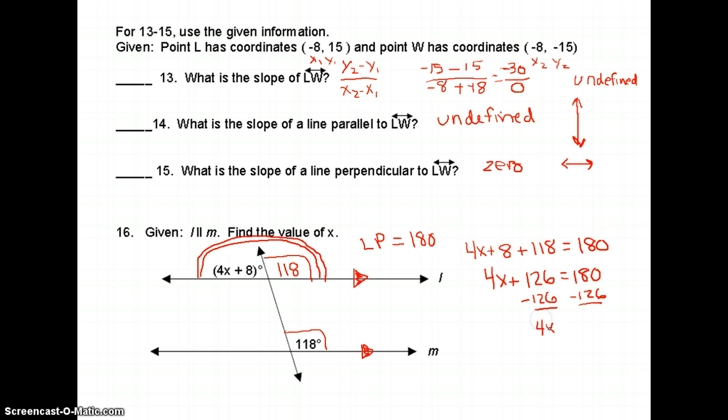So 4x equals 54. 54 divided by 4 equals 13.5. So x equals 13.5. Okay to get a decimal? Sure it is. If you don't have a place to put your answer, just go ahead and box it in or circle it, please. Okay. Next.